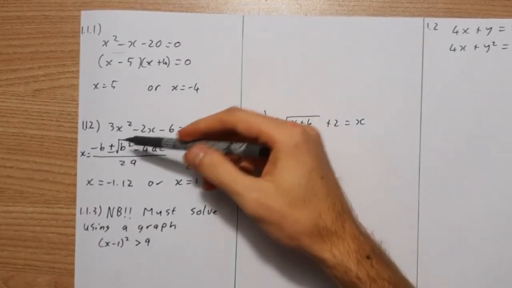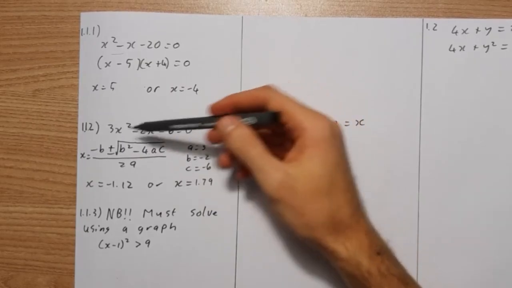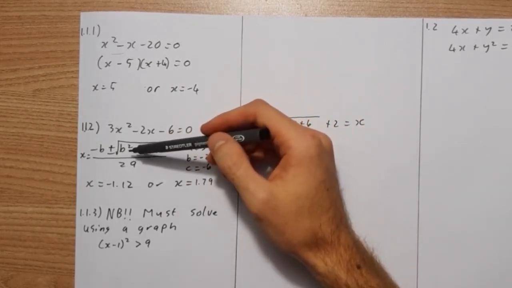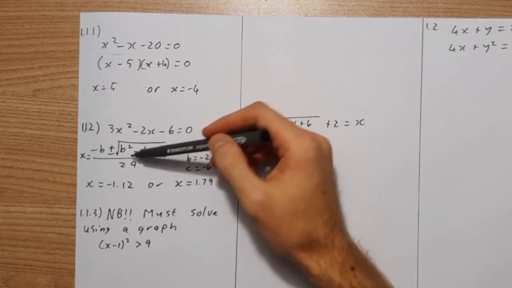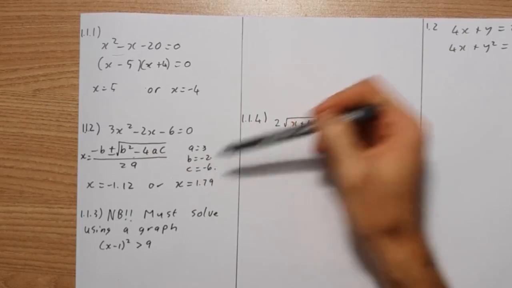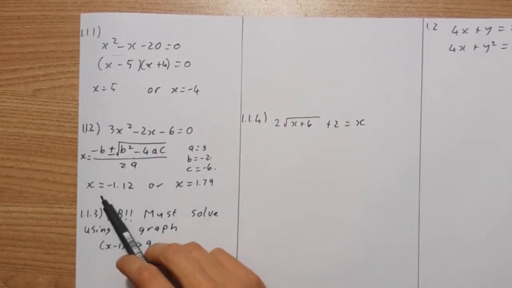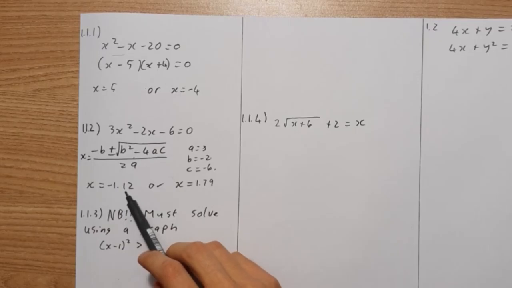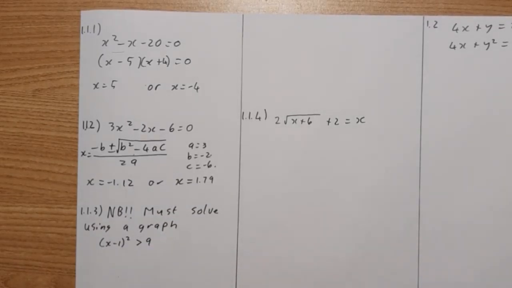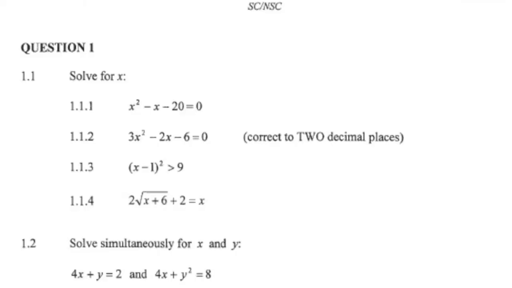Okay, for 1.1.2, I'm also not going to spend too much time on it. They want decimal points, which means we need to be using this formula over here, our quadratic formula. We know what a is, we know what b is, we know what c is. So if you plug that into your calculator, you'll get negative 1.12 or 1.79.